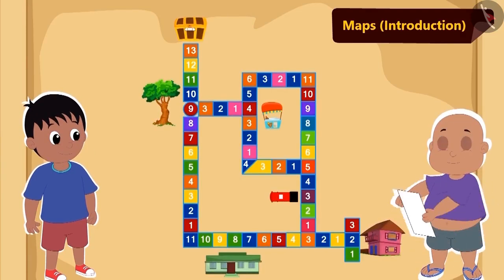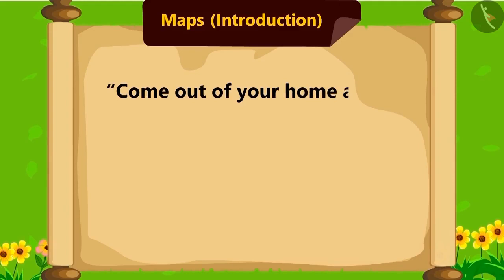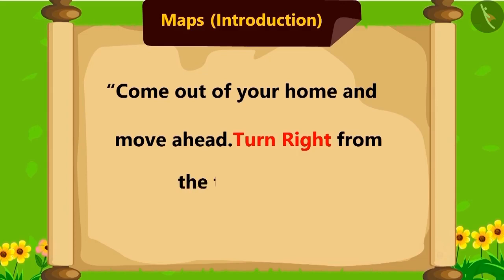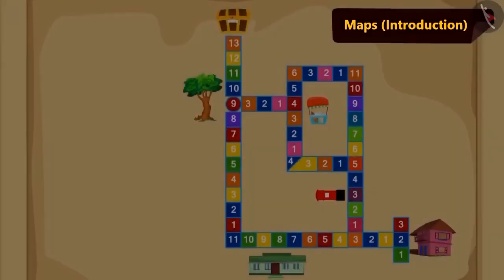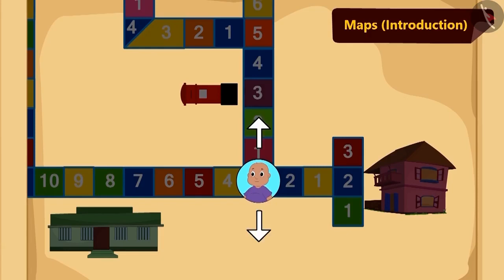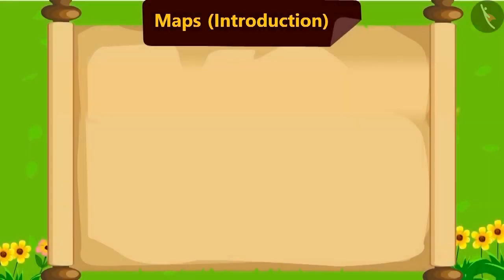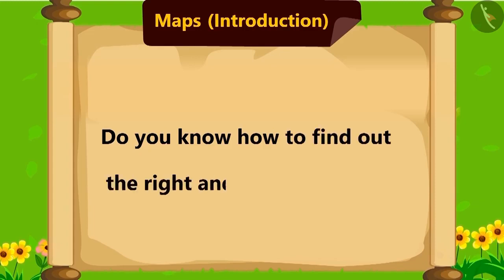Bablu has started reading the instructions. Come out of your home and move ahead. Turn right from the third tile. Bablu came out of his house and reached the third tile. But now he is unable to understand which one is the right direction. Children, do you know how to identify the left and the right directions?